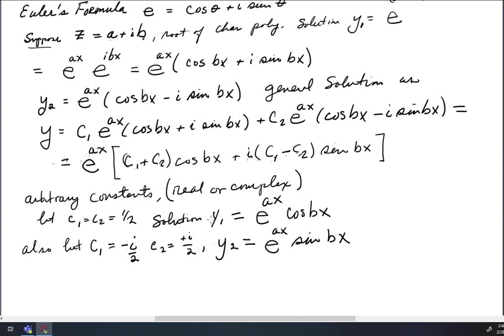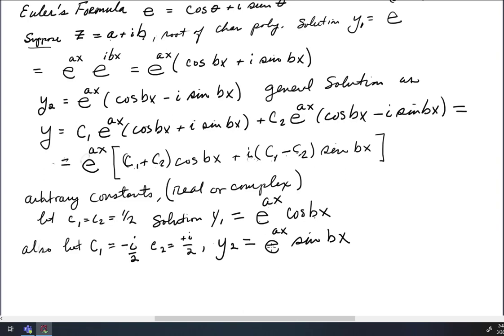So again, I know if I have the complex conjugate pair a plus ib, a minus ib, then I'll have solutions y1 equals e to the ax cosine bx. That's going to be a real valued solution, but it is a solution. And y2 is e to the ax sine bx. We could use the Wronskian to convince ourselves, if we're not already convinced, that these are going to be linearly independent solutions to our constant coefficient linear differential equation.